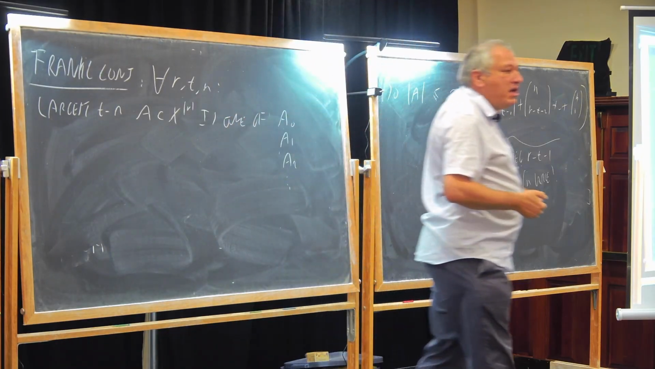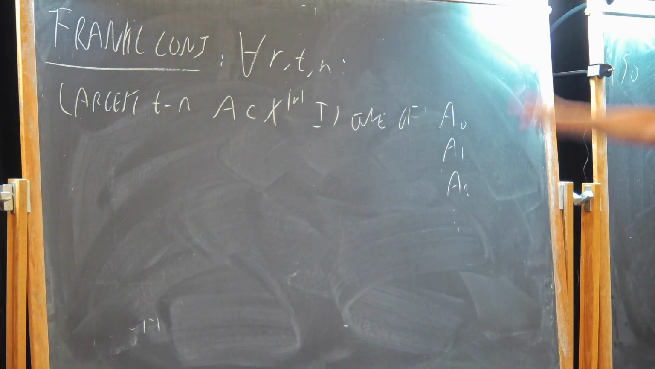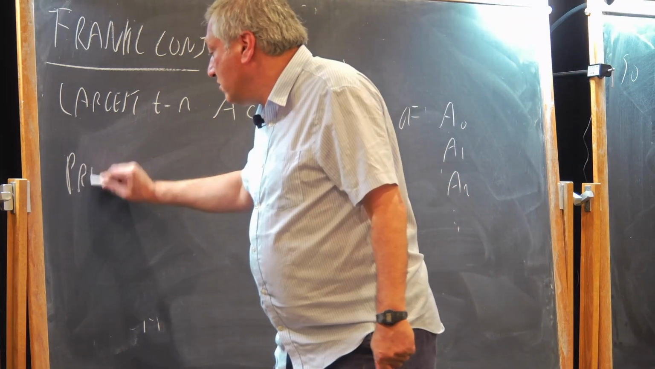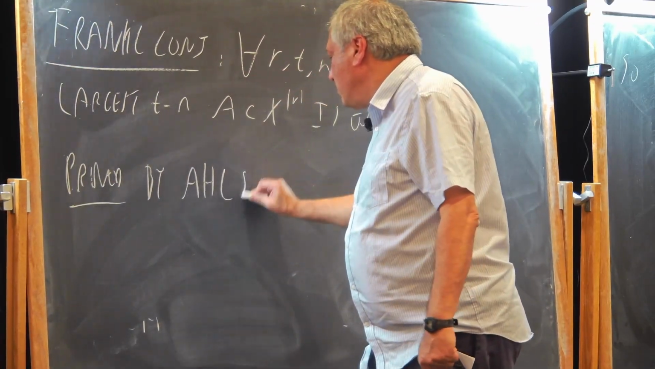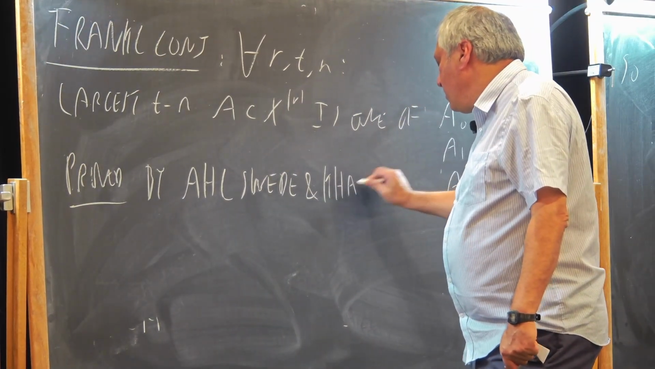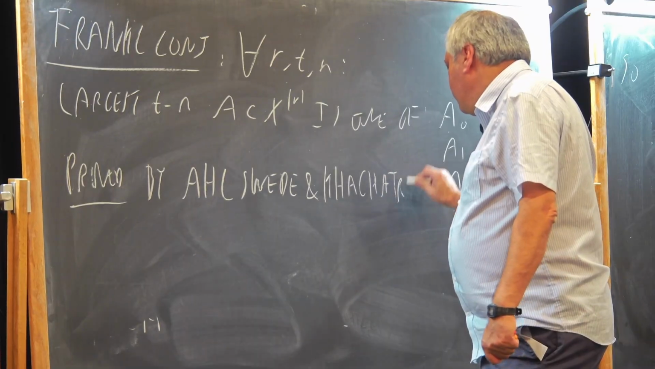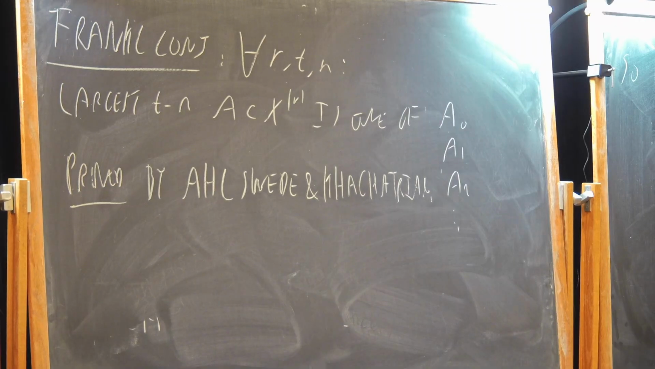Just by the way, if I tell you n, R, and t, you can work out which one's best if you want to. And this was open for about 30 years. It was finally proved in the 90s, and it was true, by Ahlswede-Khachatrian. It's an amazing piece of work. It would take at least 3 lectures to prove it, but it's a very, very impressive piece of work. So this is true.